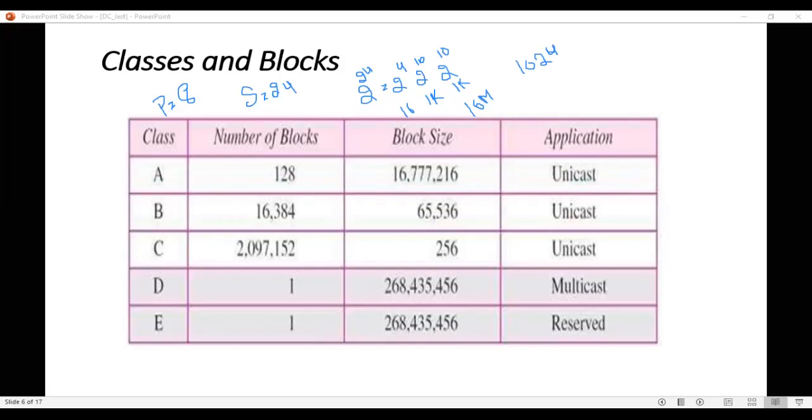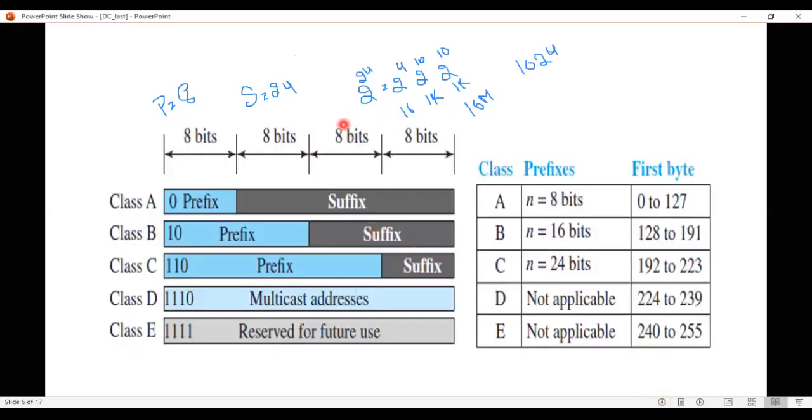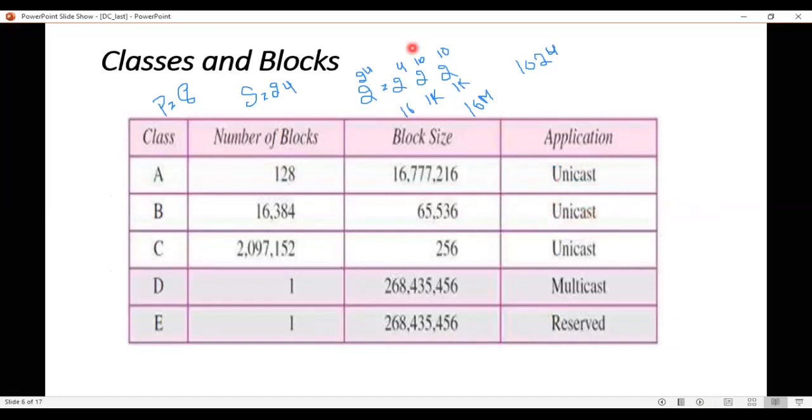Again, for class B, how to calculate the block size for class B? It is from the previous table. You see what is the suffix here? It is 8 plus 8, that is 16 bits. So suffix is 16 bits. So what is the block size? 2 raised to 16. That is equal to 2 raised to 6 into 2 raised to 10. This is 1000, isn't it? And this 2 raised to 6 is how much? 64. So 64K. Roughly you can say 64K.